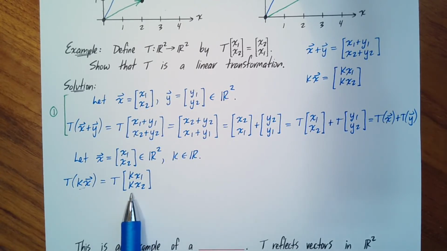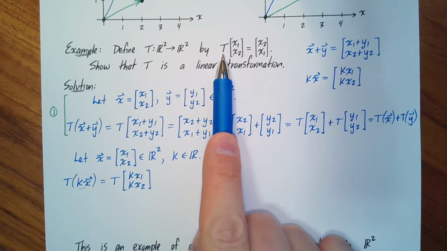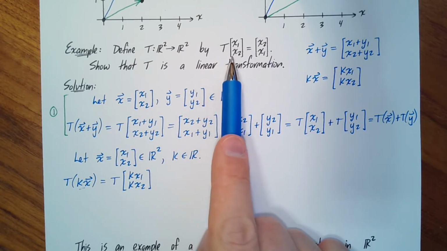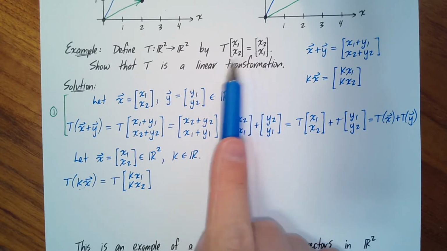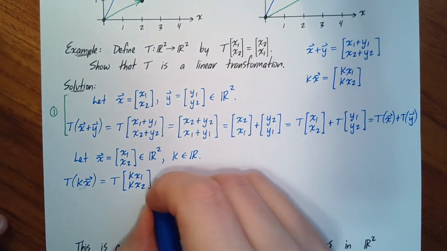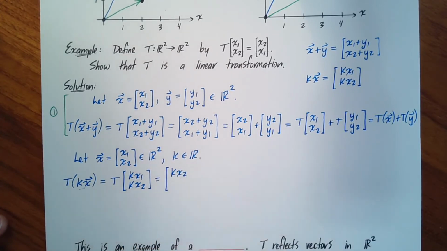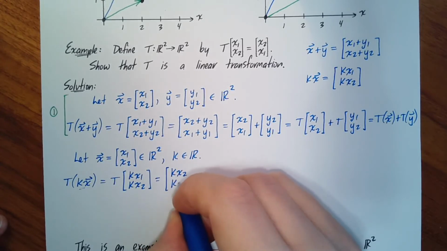But now we're going to apply the function T to this vector. So again, if you've forgotten, just double check what T does. It swaps the coordinates of the input vectors, right? T of x1, x2 just gives you x2, x1. So it swaps the coordinates. So that's what it's going to do down here. It's going to swap the coordinates. So the first coordinate is going to become kx2. And the second coordinate is going to become kx1.